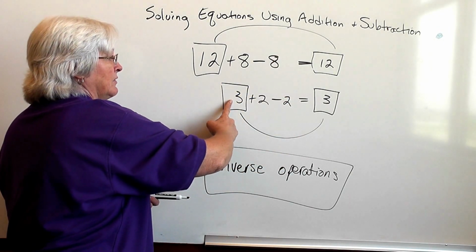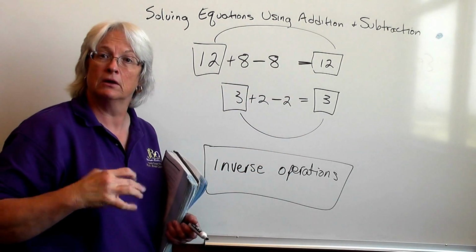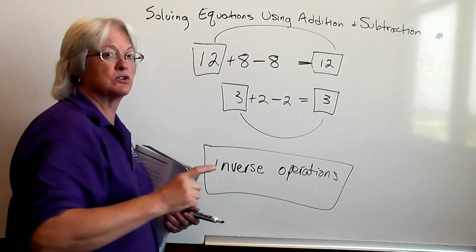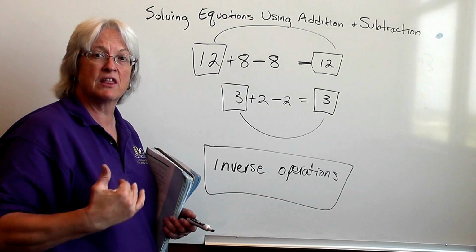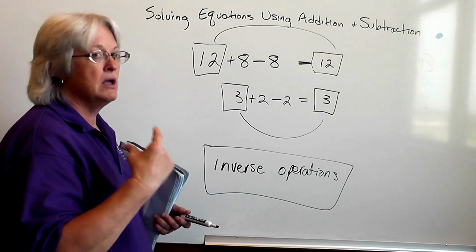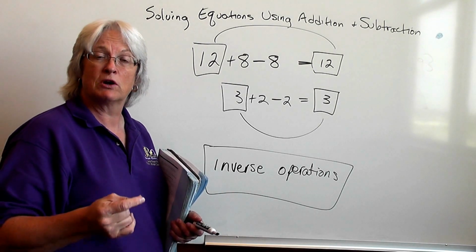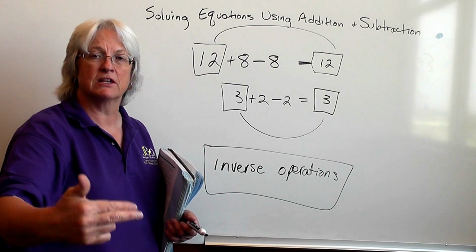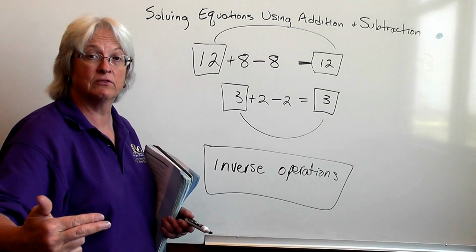We have a starting value of 3. We added and subtracted something, and it didn't change it. The ending result is the same as the initial, so they're inverse operations. They undo one another. Addition and subtraction are inverses. In just a couple of days, you're going to see that multiplication and division are also inverses.